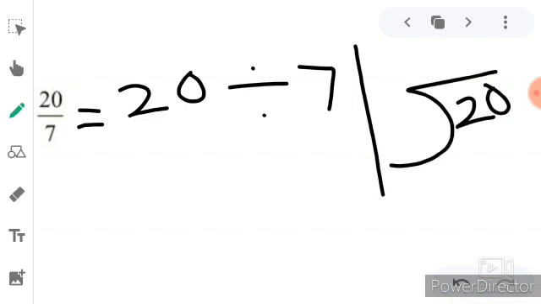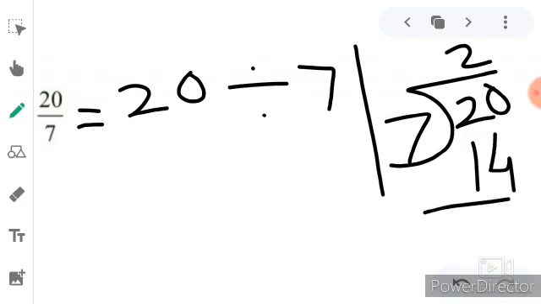20 divided by 7. So read the table of 7 up to 20. We can't read the table up to 20 because there is no 20 in the table of 7. There is a 21. So that's why we will take 14. 7 twos are 14. So 2 is our quotient, that is the answer, and 14 minus from 20 is 6. So 6 is our remainder.